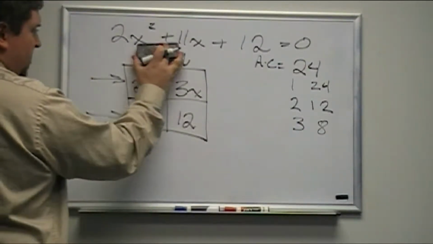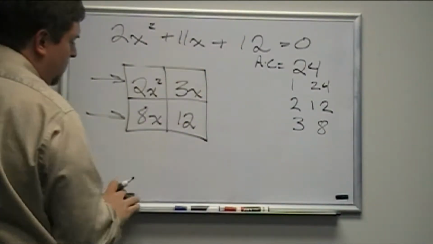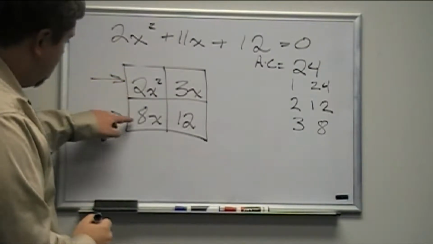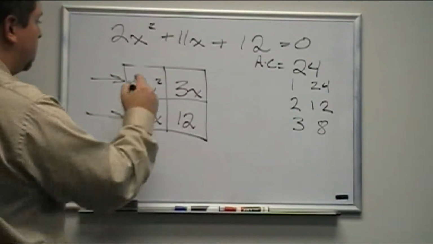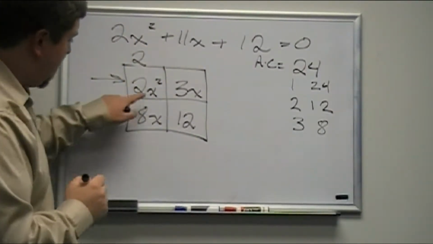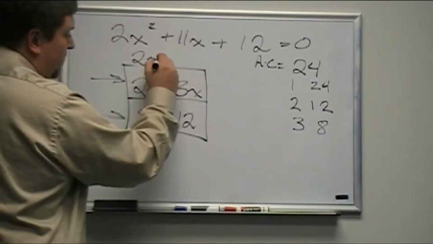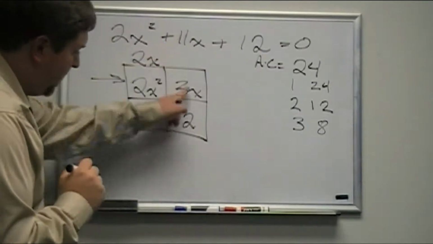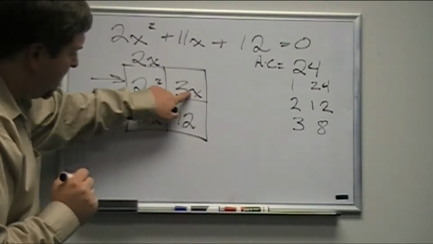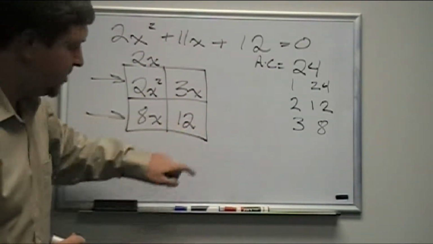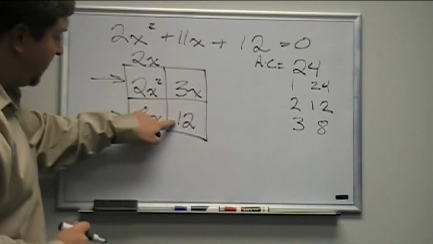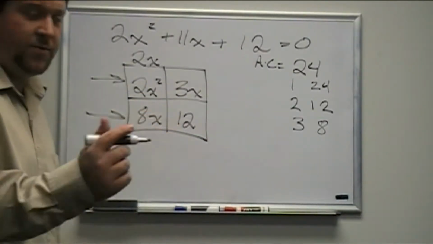So, first let's do our columns, shall we? Well, I have a 2 and an 8, so I think I could pull a 2 out. I also have an x squared and an x, so I can also pull an x out. Now this column, I have an x here but no x's here, so I can't pull any of that out. I've got a 3 here and a 12 here, so I guess I could pull out a 3.